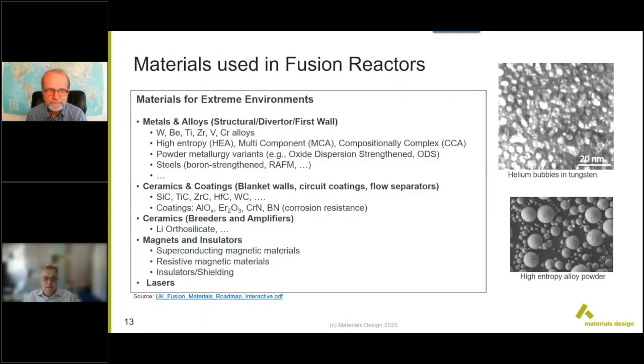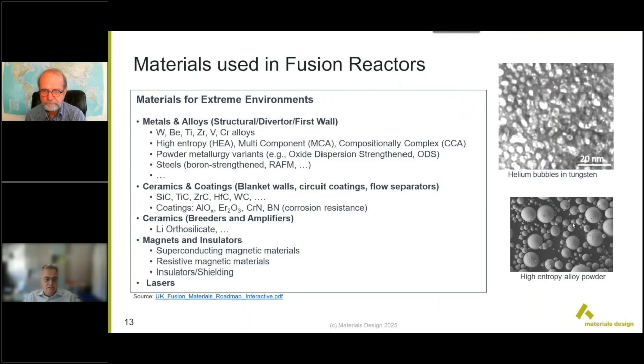So the main materials used to achieve this are a lot of metals and alloys. Tungsten is very prominent, for example. A lot of research is going into various alloys, multi-component alloys. Often the way the components are being made is through additive manufacturing, so powder metallurgy is important. Steel plays, of course, a huge role. So again, a lot of research going into that.